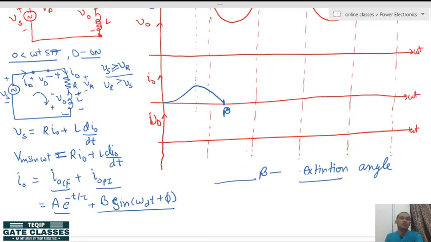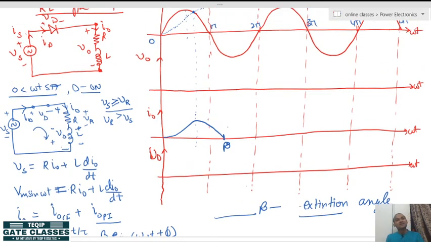So this beta is known as the extinction angle. In my next lecture we will derive this i naught of t, and we will derive the value of beta also, how this value will be obtained. Many times, in GATE also, this question has been asked.